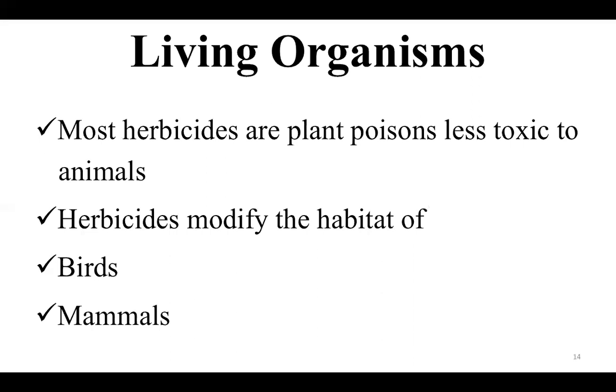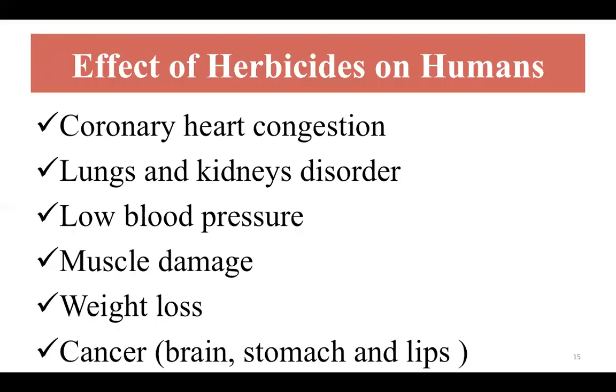For example, herbivores may eat the plants treated with herbicides, and in this way the carnivores eat those herbivores. The toxic herbicide is passed up the food chain, increasing in concentration each time, resulting in diseases like cancer, and even deaths can be feared. They also affect human beings, like coronary heart condition, lung and kidney disorders, low blood pressure, muscle damage, weight loss, and various diseases of the brain, stomach, and lips; cancer can also be developed from these negative effects of herbicides.